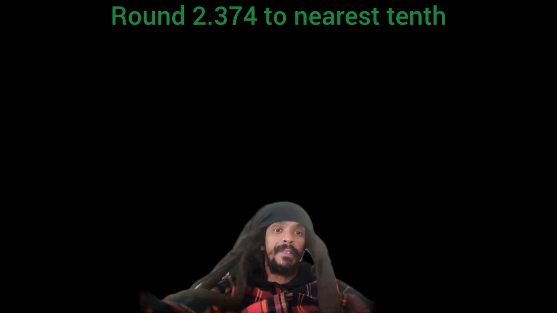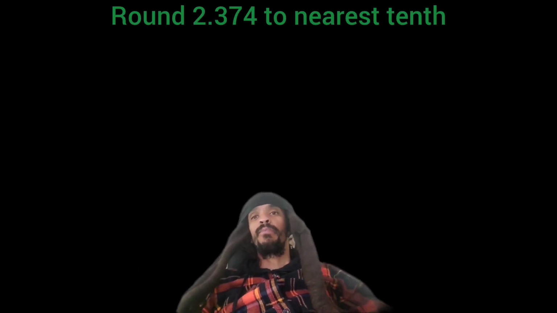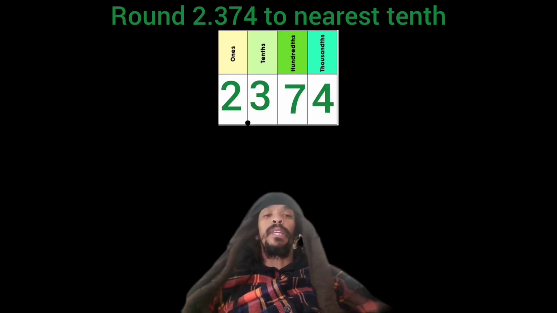All right, now let's round 2 and 374 thousandths to the nearest tenth. This is going to be a little different from the first time, when we rounded to the nearest whole number. Now let's round to the nearest tenth, but we're going to use the same steps. So we're going to identify the place value.